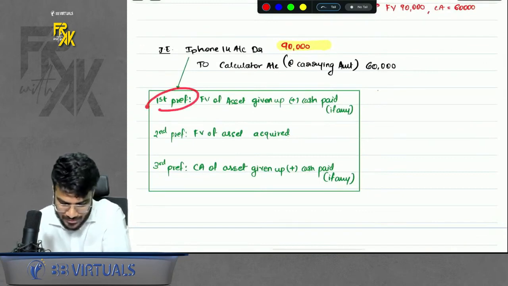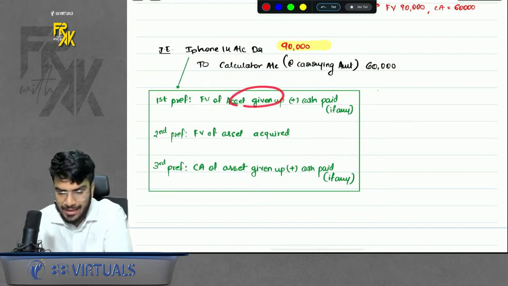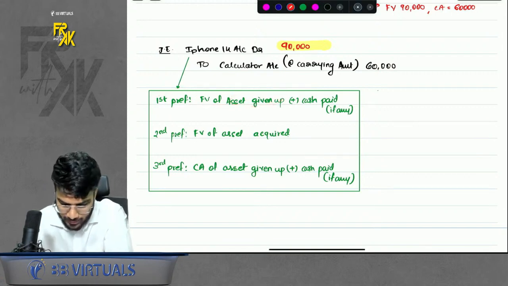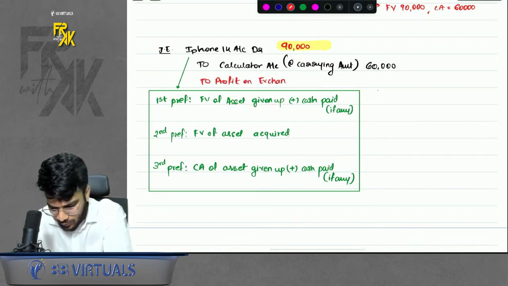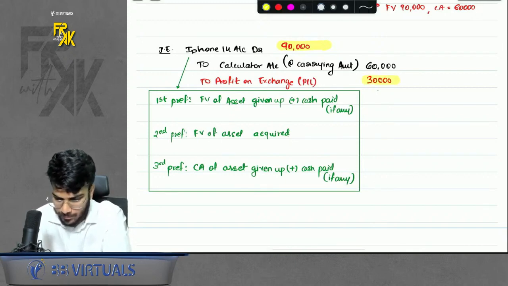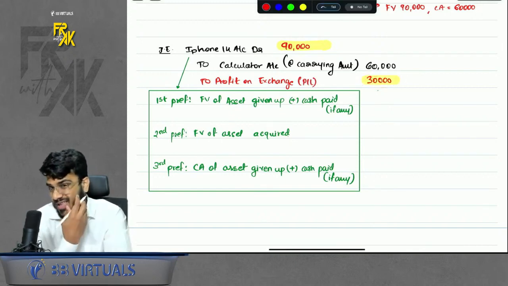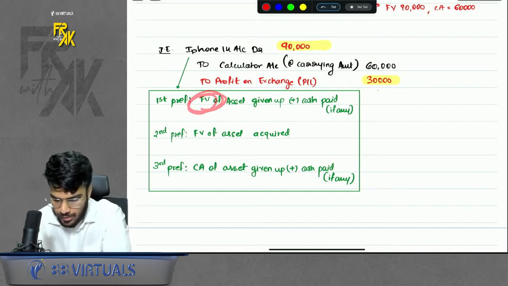So ideally the preference is you will give the first preference to the fair value of the asset given up. So you will record the iPhone at 90,000 because the given up asset is the calculator. The difference will be transferred to profit and loss. You will say profit on exchange. This is a realized profit. You will transfer it to profit and loss, okay? That is 30,000.